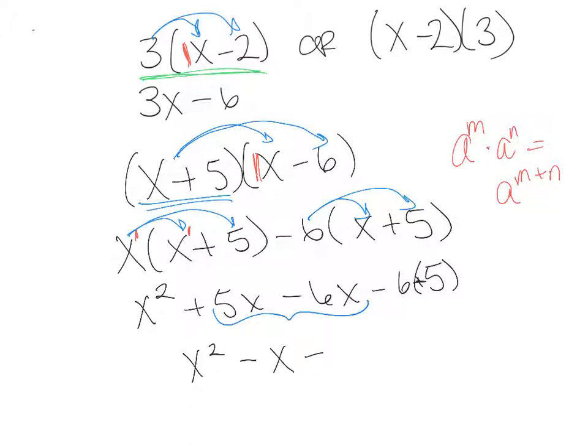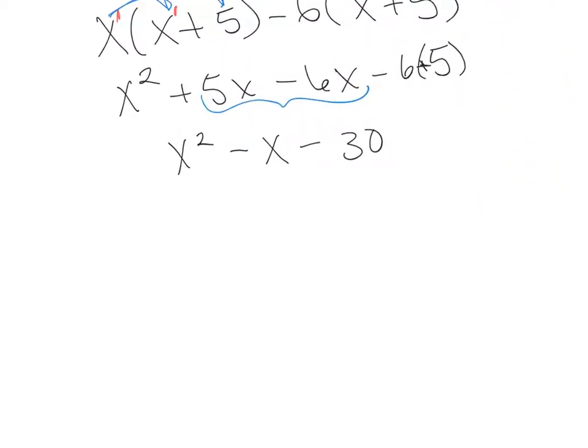And then I have minus 30. Okay? So that's the distributive property in all its glory, and it is delicious. So let's do it probably the way that you learned, which is the FOIL method, which is still the distributive property. But people remember the FOIL method. They have a harder time remembering the distributive method, but it's the same thing. So we have x plus 5 multiplied by x minus 6.